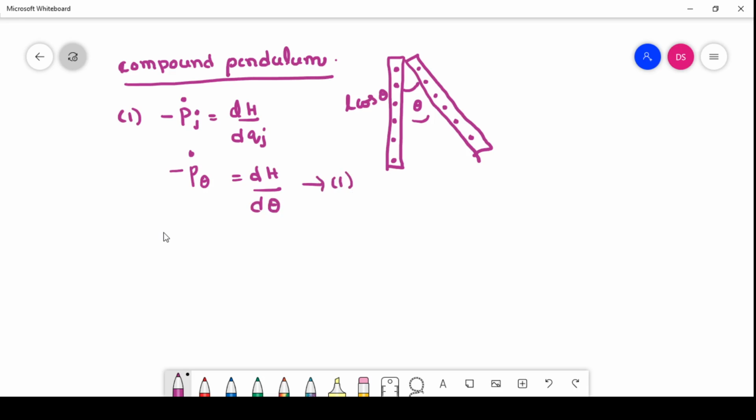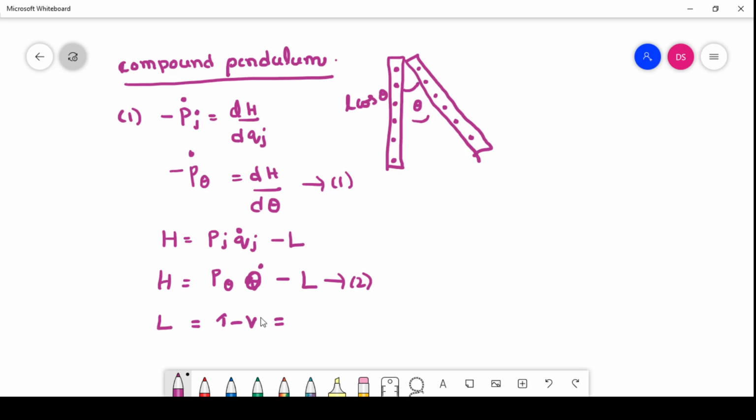Next, we want H, the Hamiltonian function, H is equal to pj qj dot minus L. Now H is equal to, what is pj here? p theta, and instead of q dot we want theta dot, minus L. Let it be equation 2. Now next we want L. L is equal to T minus V.